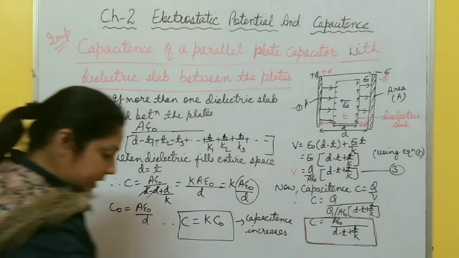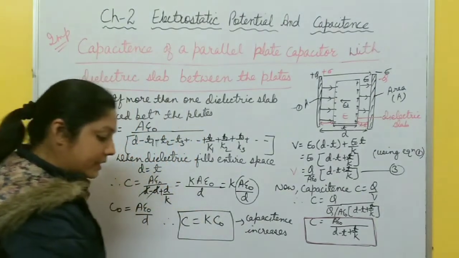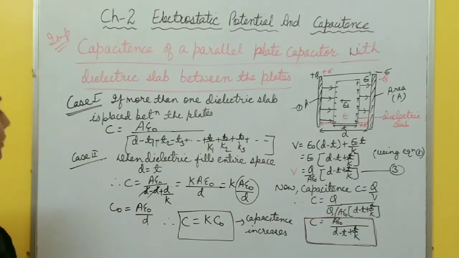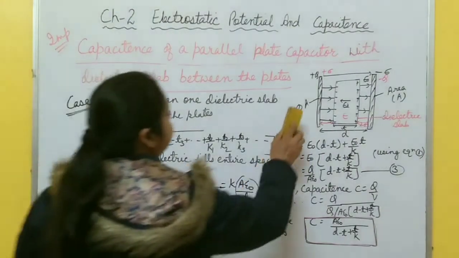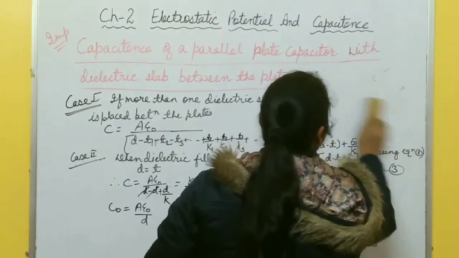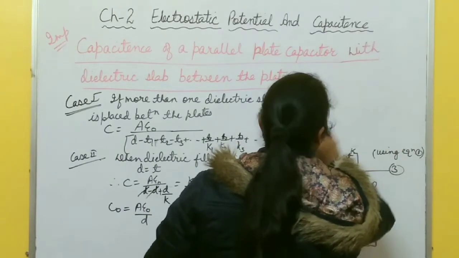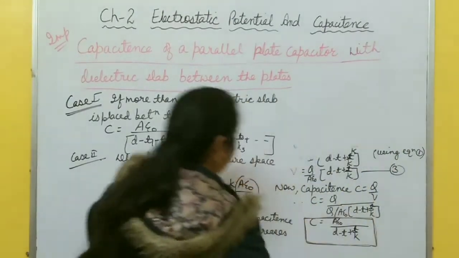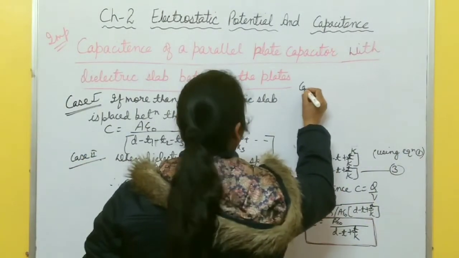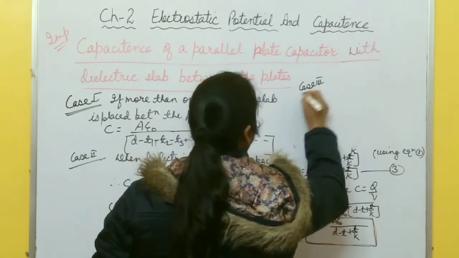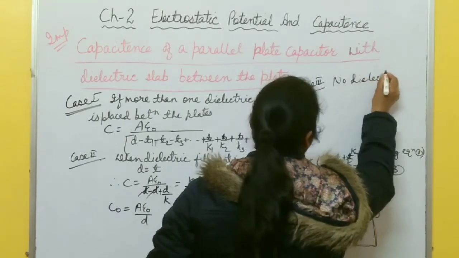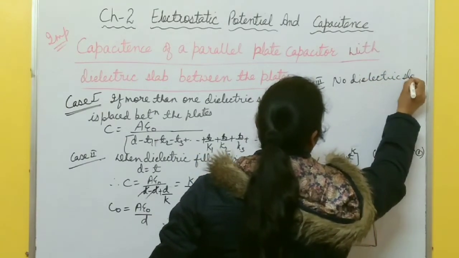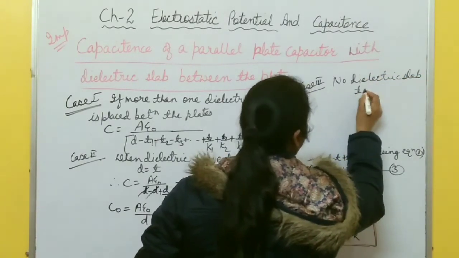Okay, one more case is there. If the dielectric slab is absent between the plates, then what happens? It means there is no dielectric slab, thickness is 0. In that case, case 3: no dielectric slab between the plates. It means t equal to 0.